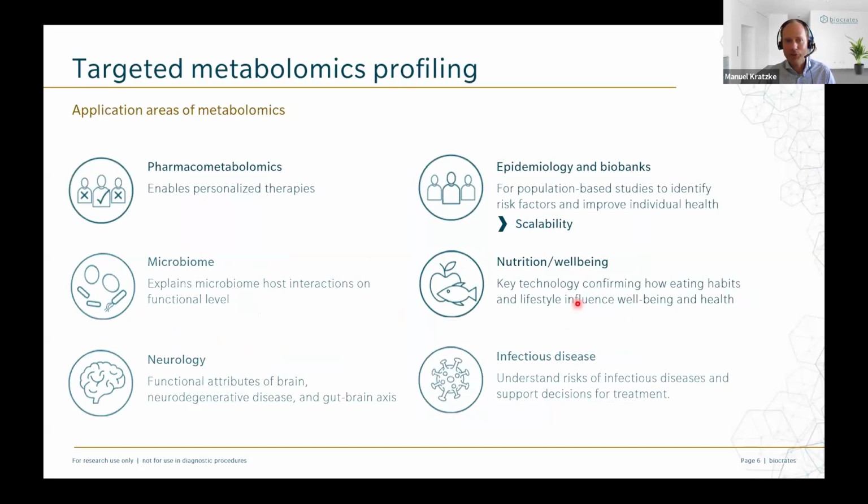There are different applications for metabolomics. Let's just have some examples here. In pharma, you can support or enable personalized therapies by doing metabolomics. In epidemiology and biobanks, for example, for population-based studies. So if you have cohorts, it can be easily used to identify, for example, risk factors or to improve individual health. So here you can scale up the analysis easily by using a standardized assay.